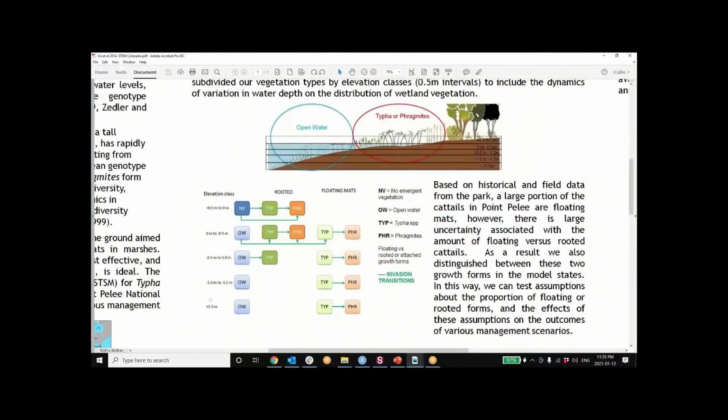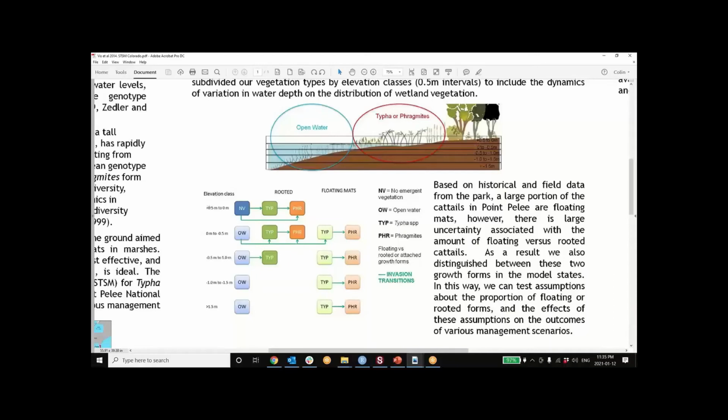But this is the actual state and transition model behind. These are the box and arrow diagram behind that model. Not to get into the details, but you can see it's sort of modeling open water and Typha and Phragmites in different forms. But the thing that's interesting about this one is this is the only example I know of us doing 3D modeling. We've done other wetland stuff, but this was a model where we were actually modeling the third dimension of depth.